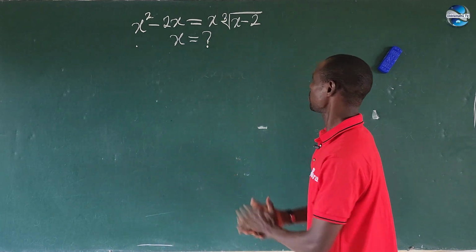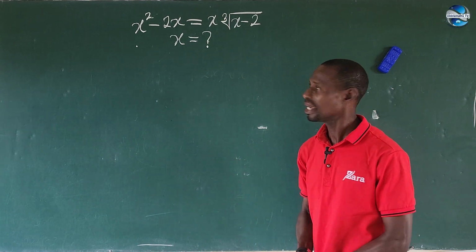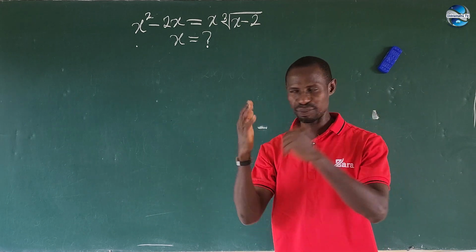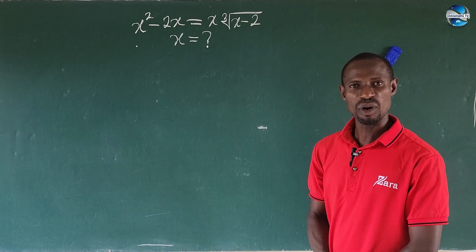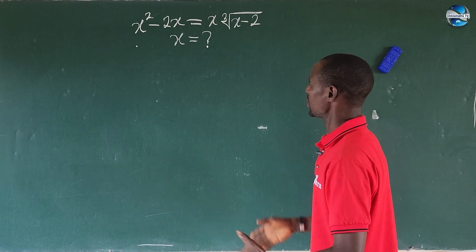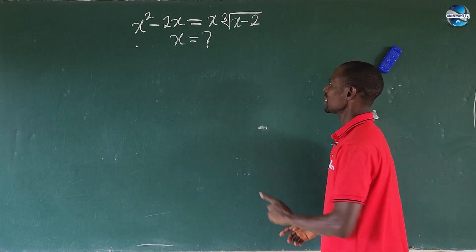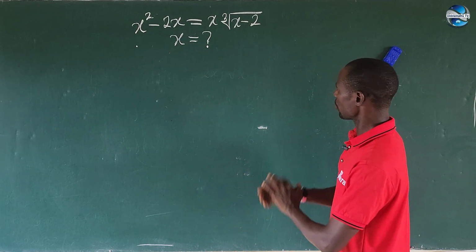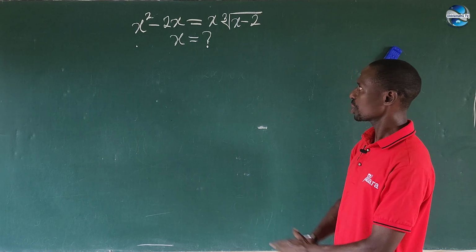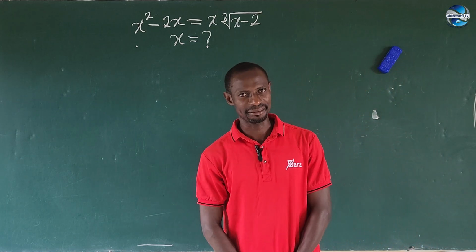Here we have this question before us. It's a radical equation that has a cube root as radical. How do we solve this question here? The question reads x to the power of 2 minus 2x equal to x into the cube root of x minus 2. What is the value of x here?